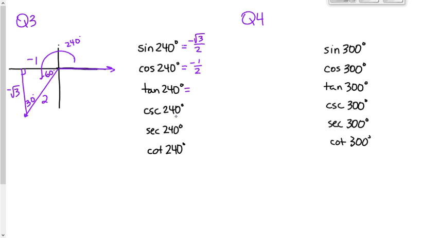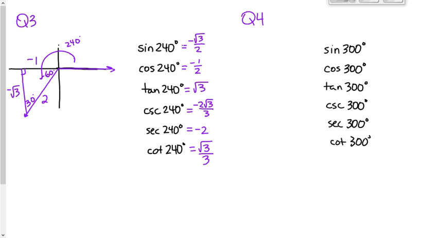Tangent, opposite over adjacent, negative square root 3 over negative 1, so the negatives cancel, so just positive square root 3. Cosecant, reciprocal of sine, so hypotenuse over opposite, 2 over negative square root 3. Rationalize that, negative 2 square root 3 over 3. Secant, reciprocal of cosine, so hypotenuse over adjacent, 2 over negative 1, so that's negative 2. And cotangent, reciprocal of tangent, adjacent over opposite, negative 1 over negative square root 3, that'll become positive, and 1 over square root 3 rationalizes to square root 3 over 3.